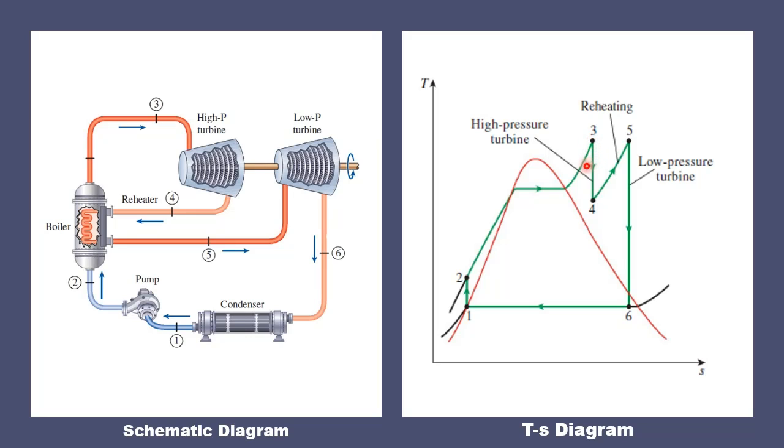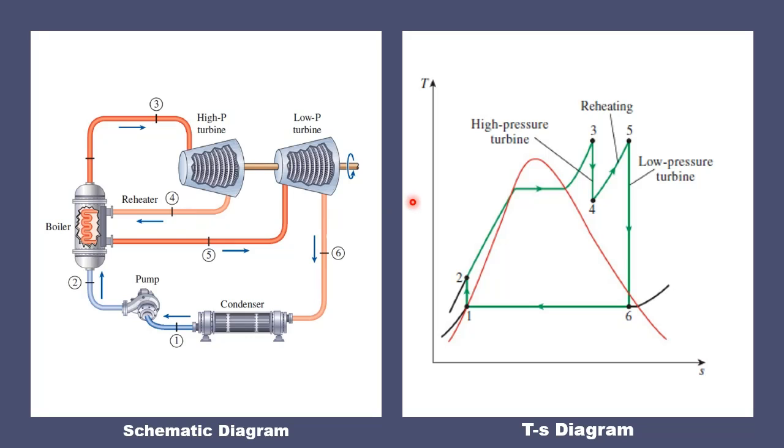Take note that this heating process 2 to 3 is at 10 megapascal because it's also stated in the problem that the superheated vapor enters the high pressure turbine at 10 megapascal. That is why point 3 is 10 megapascal and 500 degrees Celsius. Then it will now enter the high pressure turbine. It's also called high pressure because it has a higher pressure, obviously. So it will enter the high pressure turbine where it will expand to point 4.